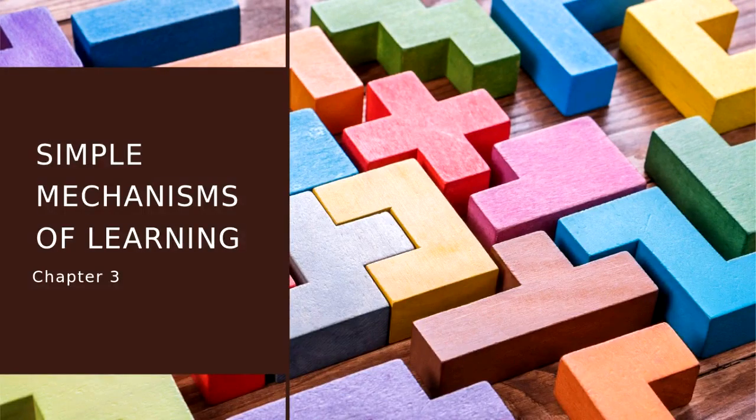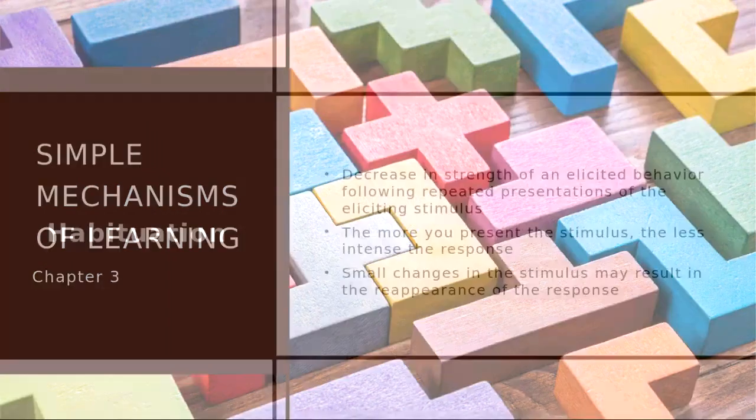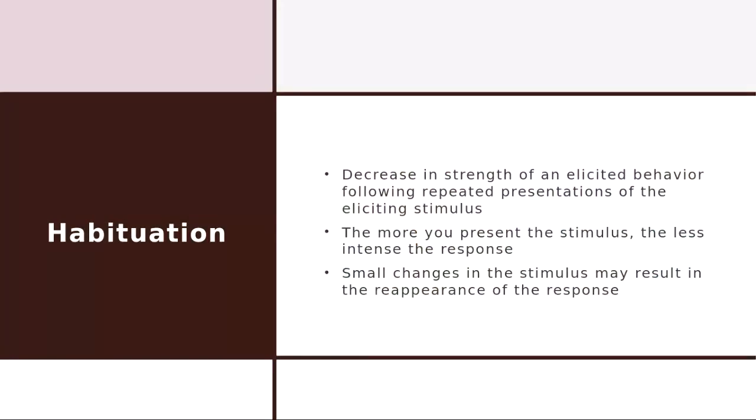In our last mini lecture, we talked about elicited behaviors, which are automatic, involuntary responses to some stimulus in the environment. In this lecture, we'll talk about what happens when an eliciting stimulus is presented over and over. So one of two things will happen to your behavior when you present this stimulus over and over. Either you will habituate or you will sensitize to that stimulus.